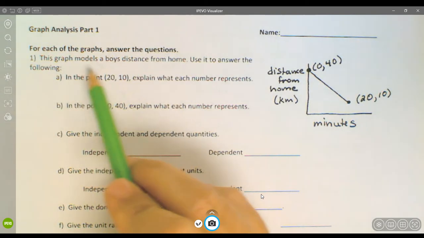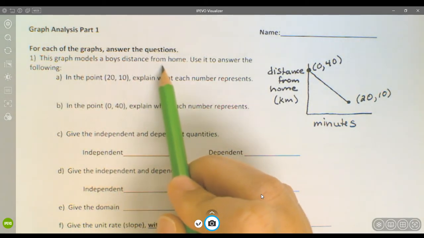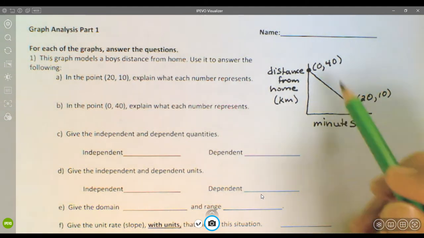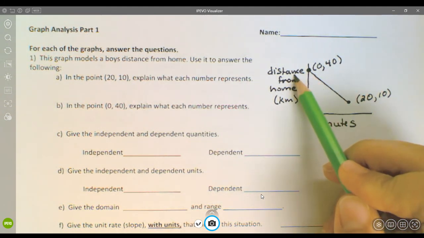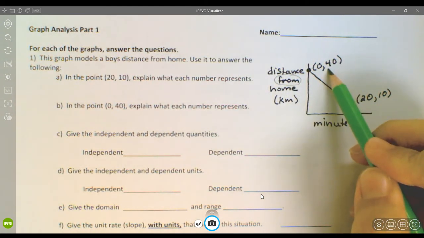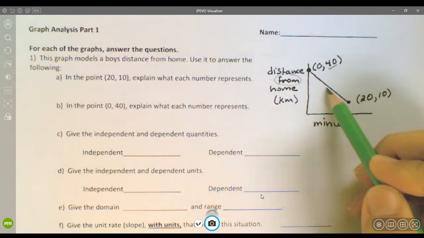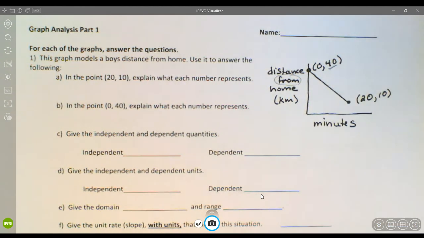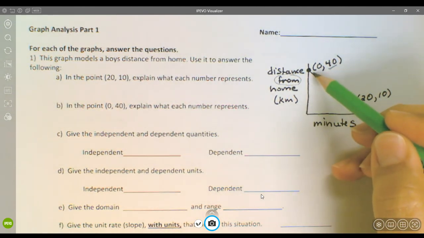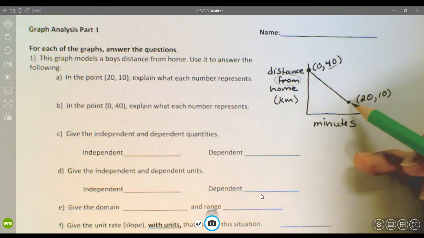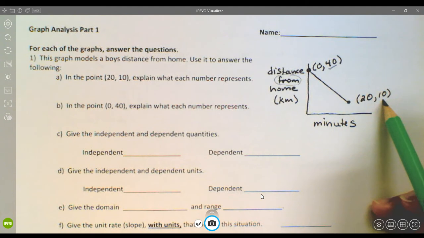For each of the graphs, answer the questions. This graph models a boy's distance from home. Use it to answer the following. Well, here's the first thing I want to do. I want to look at the graph. So this shows you his distance from home. So he's 40 kilometers away from home at time 0. That's what this means. Notice this function is decreasing. So that means that he's going home. His distance away from home is getting smaller. That means he's getting closer to home.